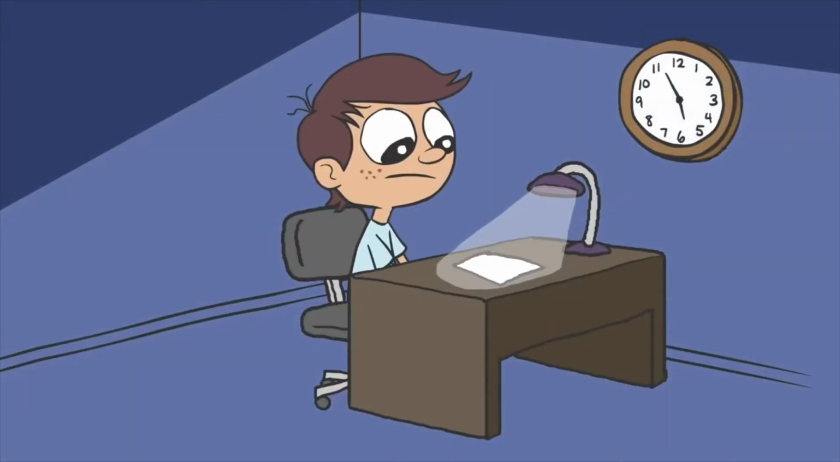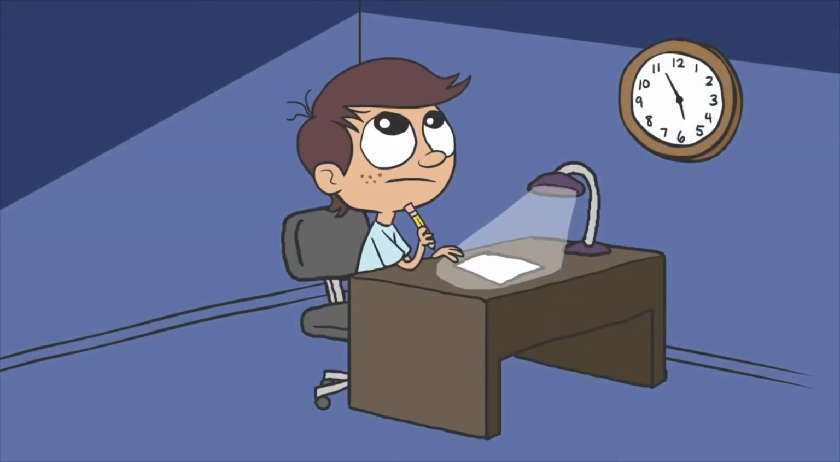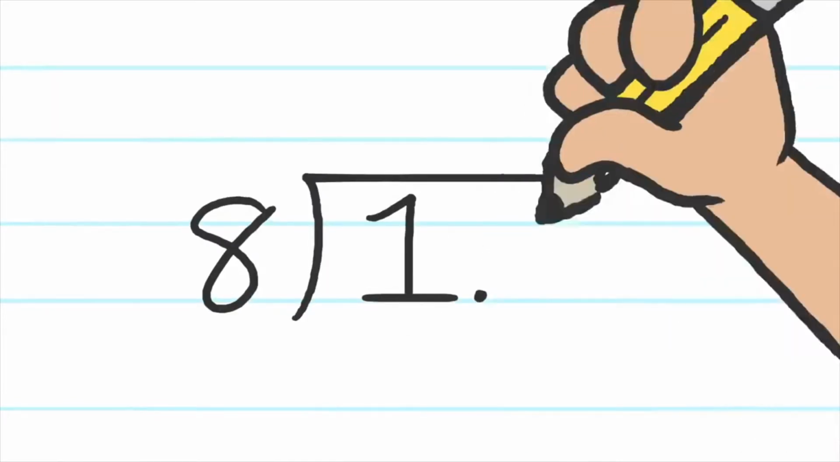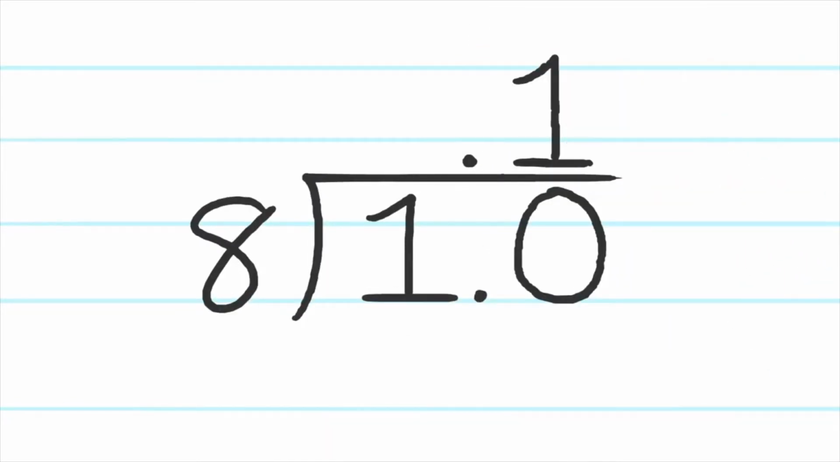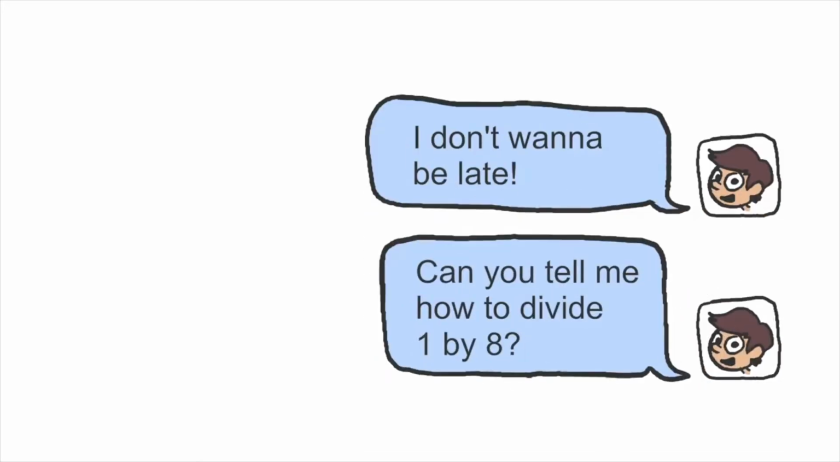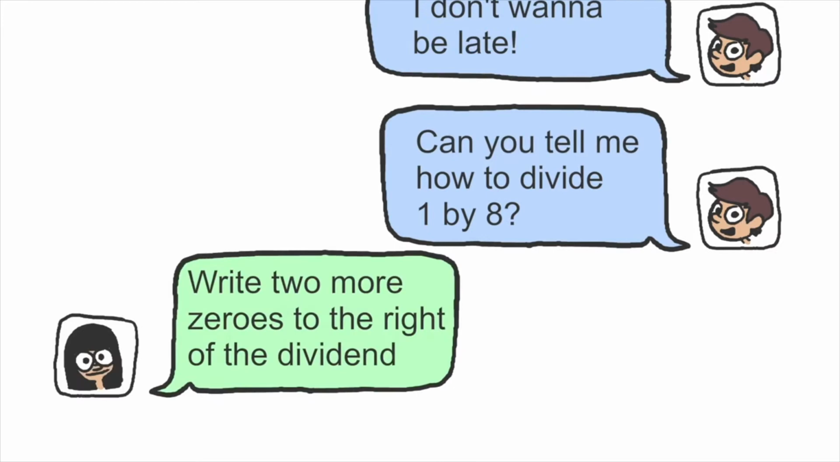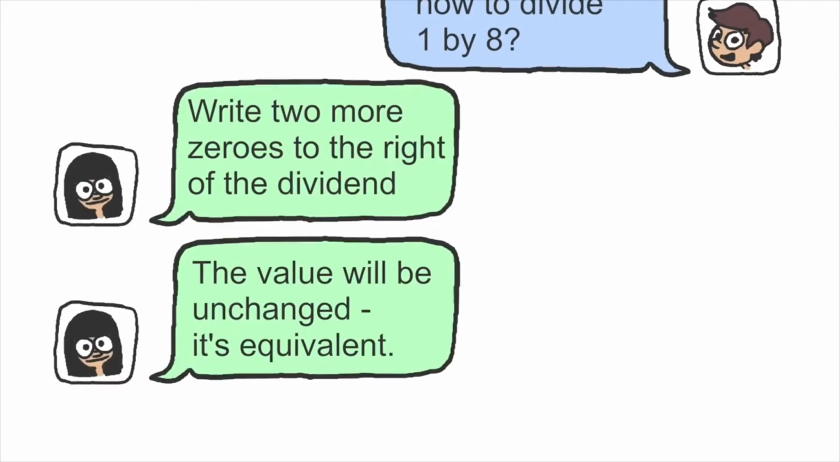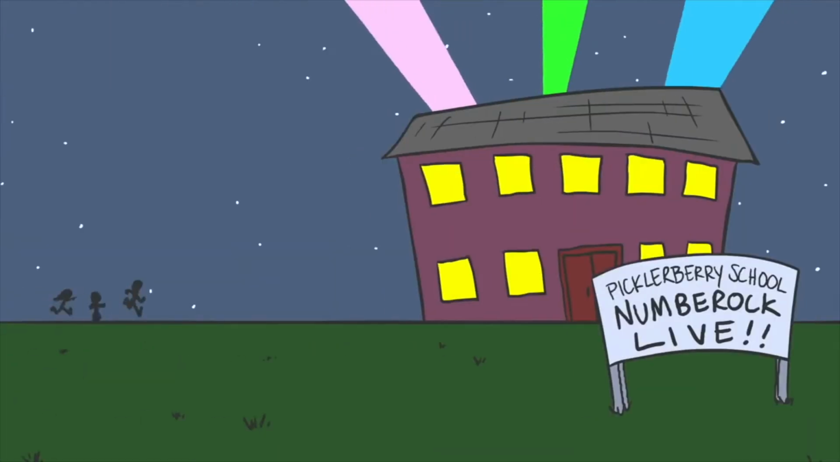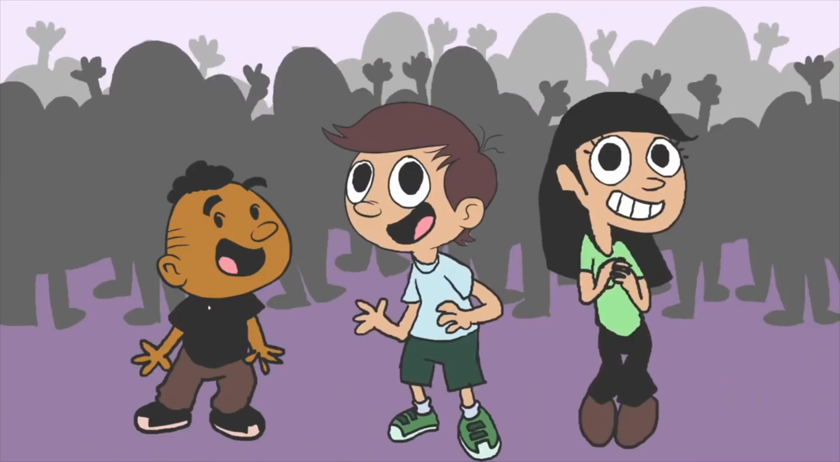I had to get my homework done before the school dance. I had to convert a fraction, couldn't leave it to chance. I divided the numerator by the denominator, but to my surprise there was a remainder. I texted my friend, I don't wanna be late. Can you tell me how to divide 1 by 8? She said, write 2 more zeros to the right of the dividend. The value will be unchanged, it's equivalent. I divided the 2 numbers and got 0.125. We arrived just in time to see Number Rock live!